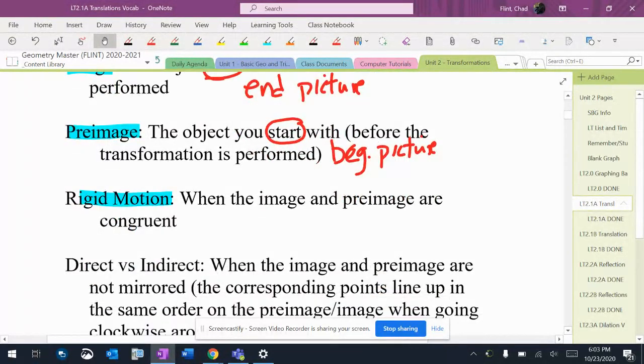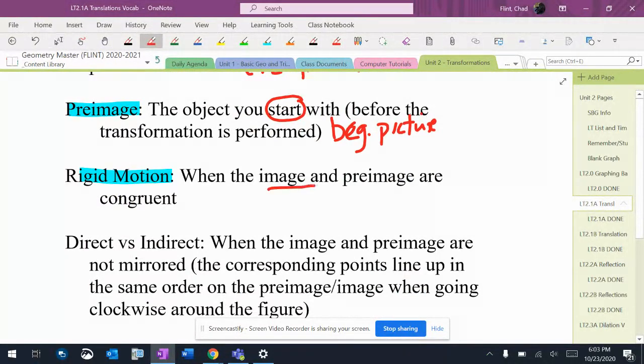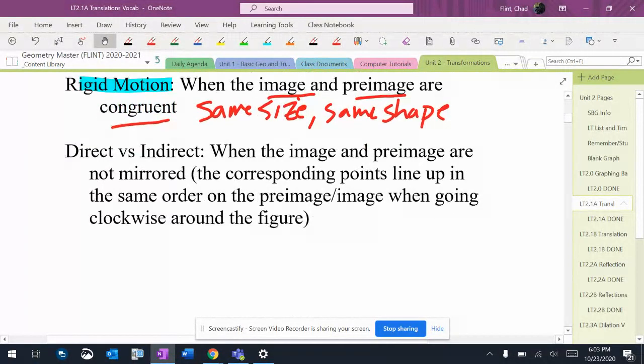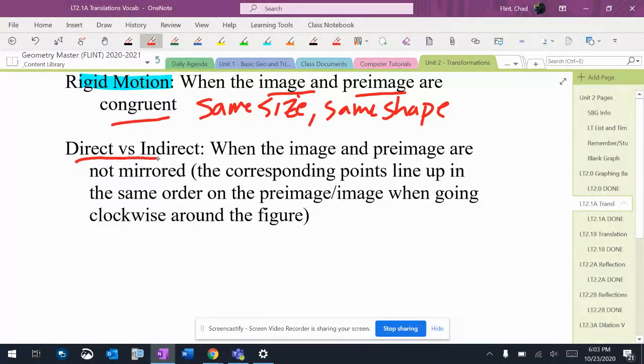Rigid motion, very, very simple. Image and pre-image are congruent. Same size, same shape. We'll continually talk about this throughout the unit. After we get done learning about the different things we're going to deal with, we'll spend at least one day exclusively looking at things and saying, this is a rigid motion, this is not a rigid motion. You can almost always tell from looking at it. There's some other things we'll talk about, but you can almost always tell from looking at it. This has become less and less important each year.